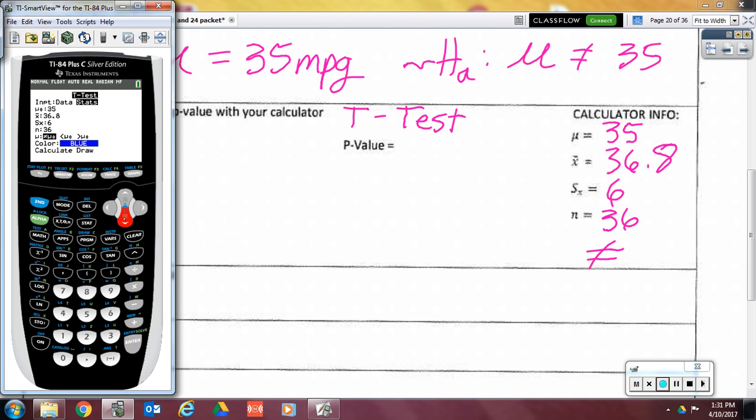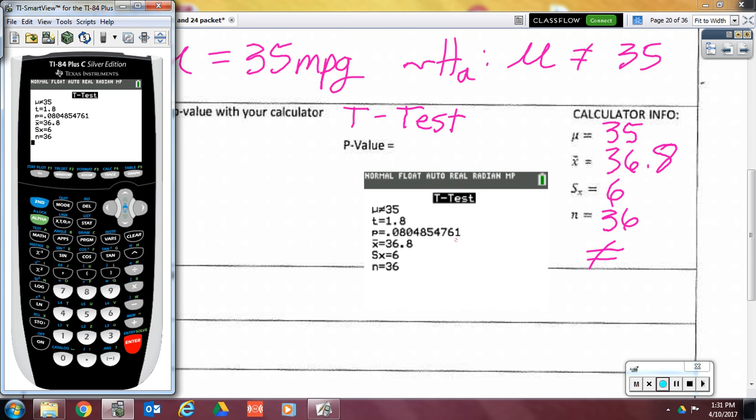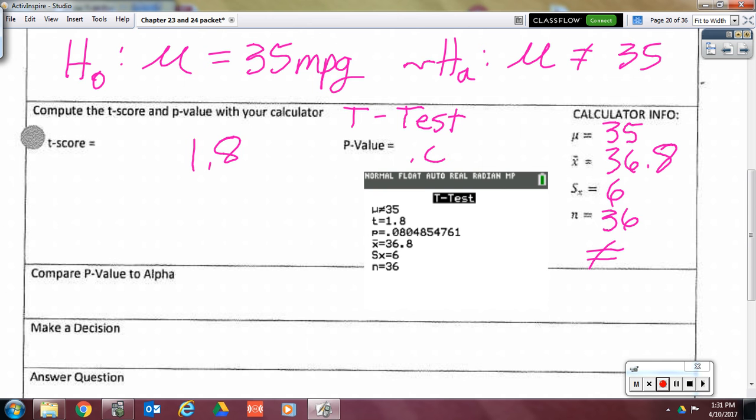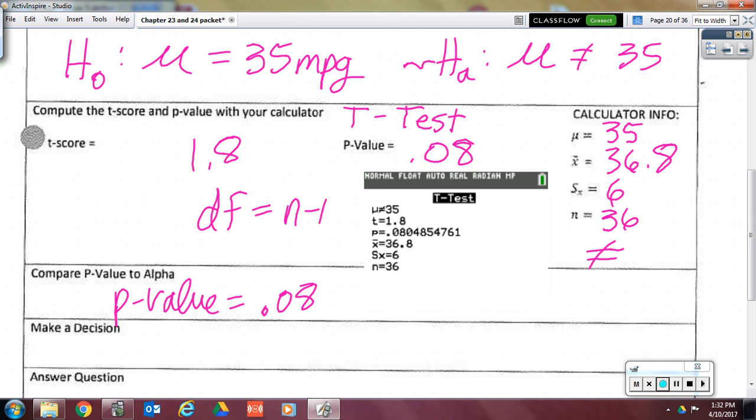It says 36 in words, so we're not equaling. T equals 1.8, and the p-value is 0.08. We do need the df always, which it doesn't give to us. But what do we know the degrees of freedom is for just one sample? It's the simple n minus 1, which is 35. That's why they don't give it to you, because that is a simple one that you can calculate.